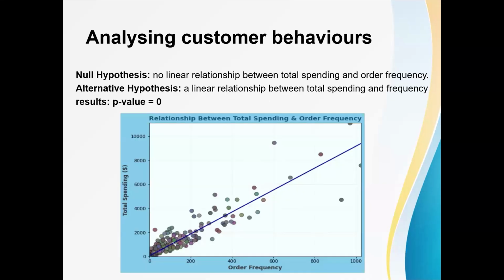To further validate the relationship between order frequency and total spending, I performed a hypothesis test. After conducting the test, I obtained a p-value of 0, which is far below the typical significance threshold of 0.05. This means we can confidently reject the null hypothesis and conclude that there is a strong linear relationship between order frequency and total spending.